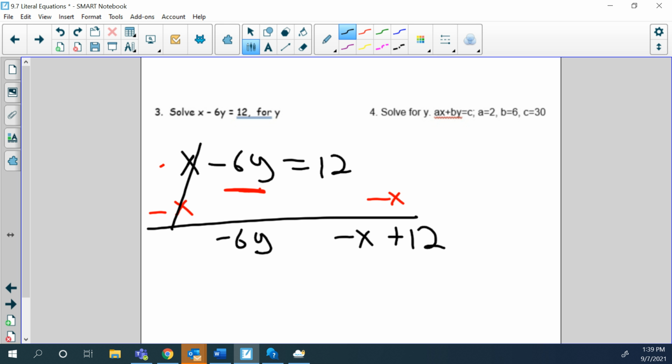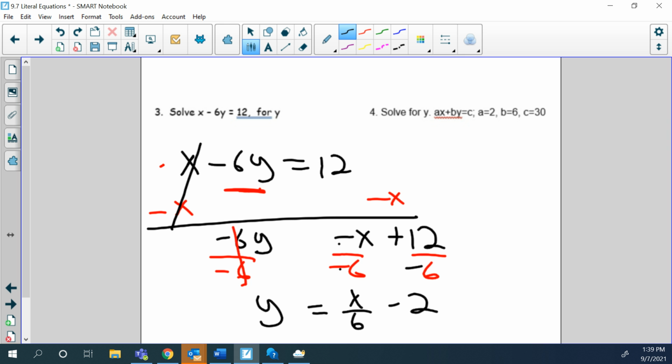Now I have my 6y inside, but there's a 6 times the y. So to cancel that, the negative 6y, I'm going to divide by negative 6 here, and negative 6 there, and negative 6 there. That goes away. That becomes 1. And so all I'm left with here is y is equal to negative divided by negative here. That gives me a positive. So I'm left with x over 6. And this is negative 6, right? Yes. And then 12 divided by negative 6 is negative 2.